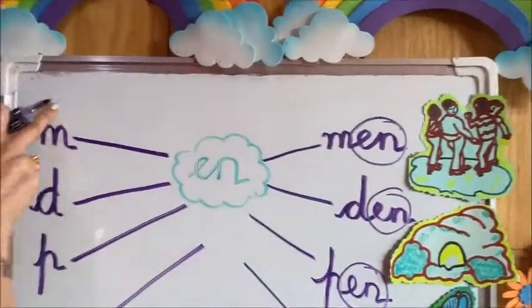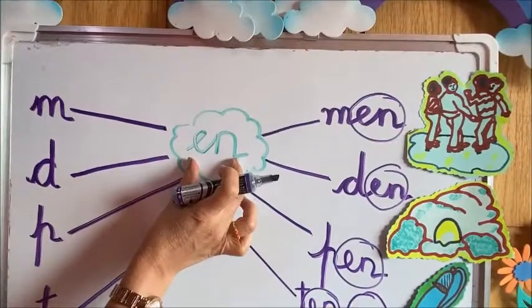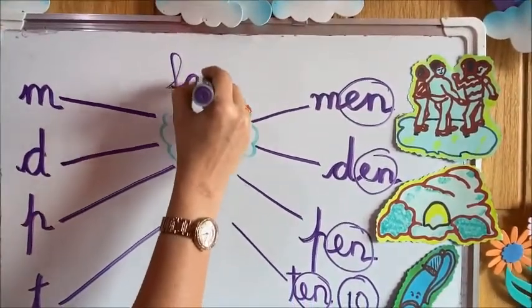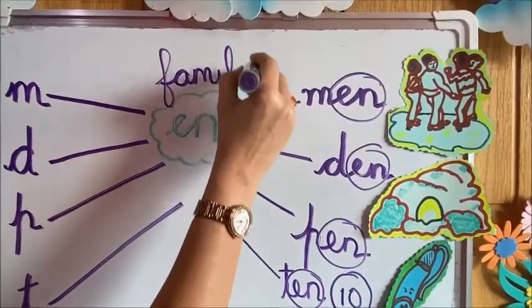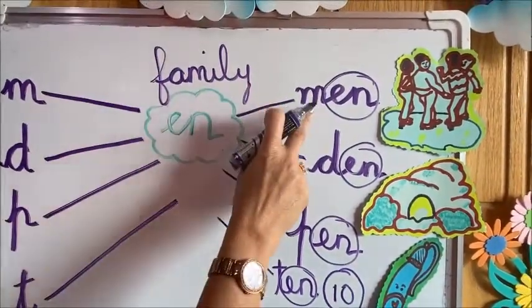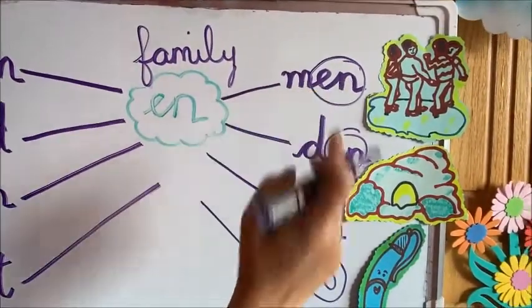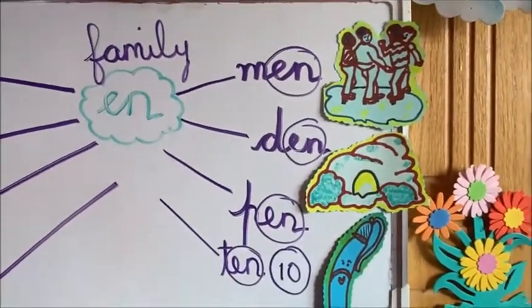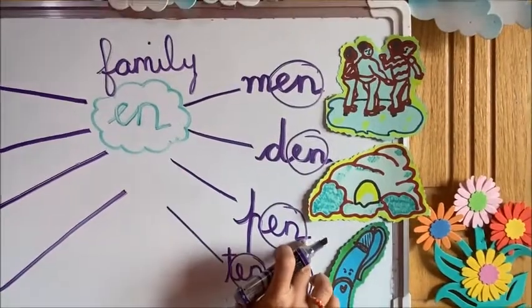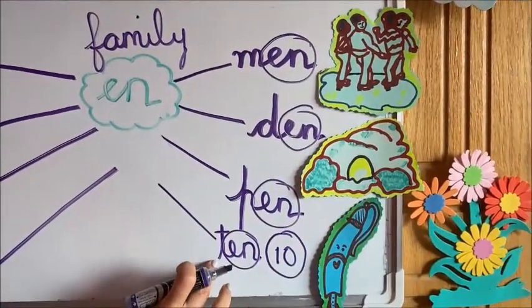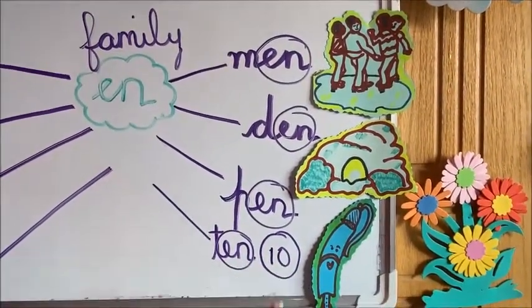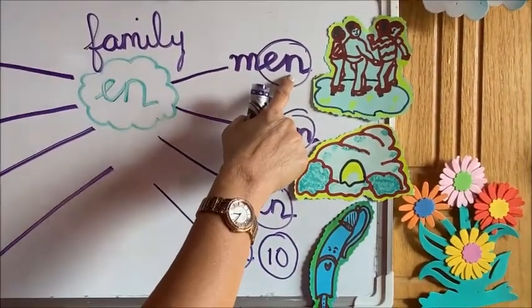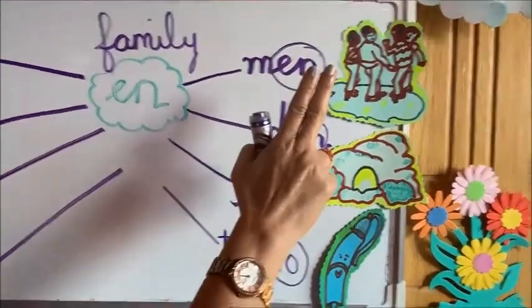This is one sound. This is the family sound. N is the family sound, isn't it? I taught you yesterday. N is the family sound. Ma, N is the family sound. Da, N is the family sound. Pa, N is the family sound. Ta, N is the family sound. So one sound and another sound. Only two sounds are there, isn't it?